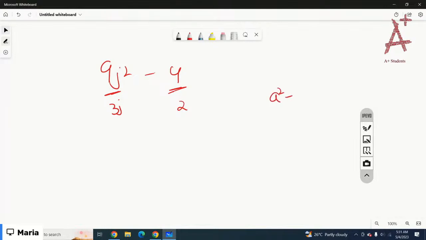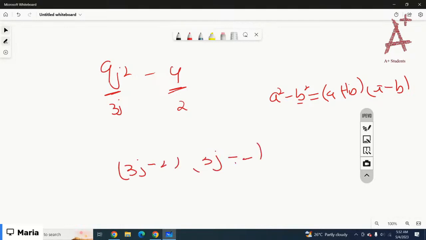Whenever you have something like this, a square minus b square, where both the terms are squares, in the factored form you can write them as a plus b times a minus b. So here you can write them as 3j minus 2 and 3j plus 2. Got it?